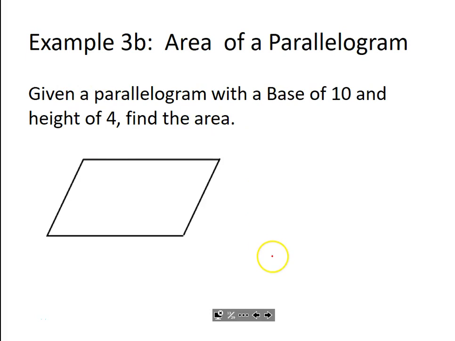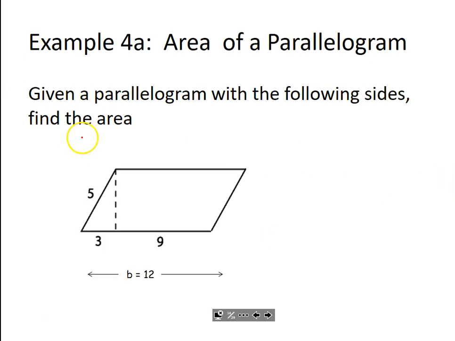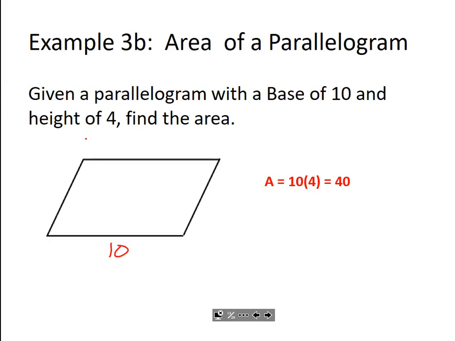Now this one says given a parallelogram with a base of 10 and a height of 4, find the area. So on this one, we're given that the base is 10 and that the height is 4. So we are going to draw the height here. Again, right angle. This is 4. So we're going to do 10 times 4, and that's 40.